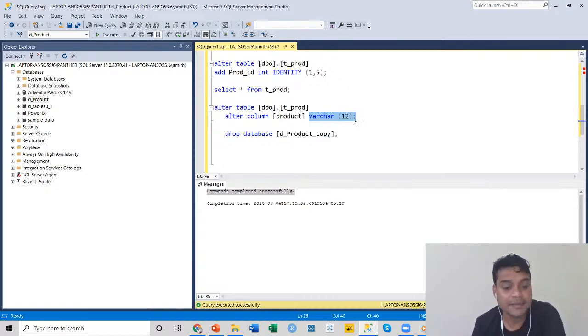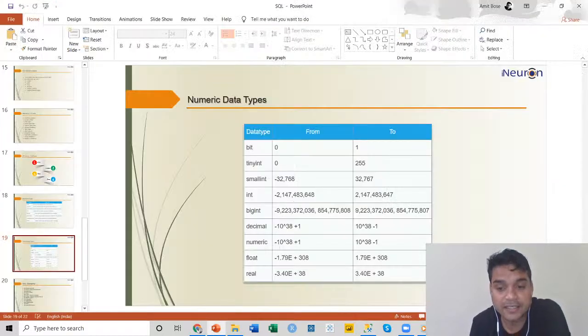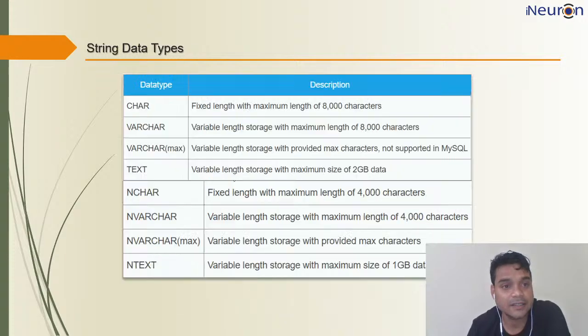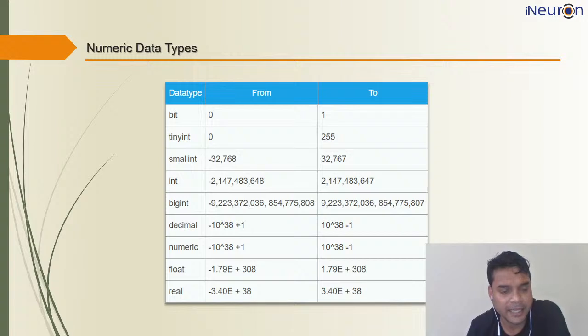So these are the data types that we are going to cover. After int, the next data type is the date data type. The date data type actually holds the time components of the date. It can be year, month, days, time, weekdays.